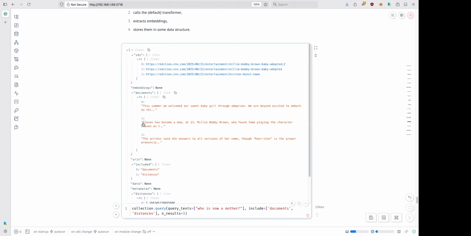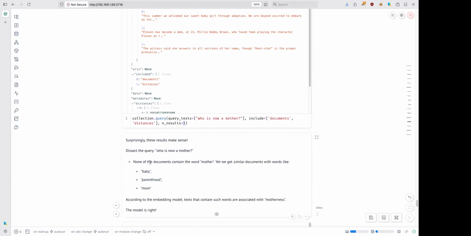The second document is "11 has become a mom." Okay, so again, this is a hit. We found what we are looking for using embeddings and transformers and tokenization under the hood somewhere in the library. And the final third text, because I asked for 3 texts, it talks about some Kirsten Dunst, probably. There's no information whether she's now a mother, just some kind of unrelated text.